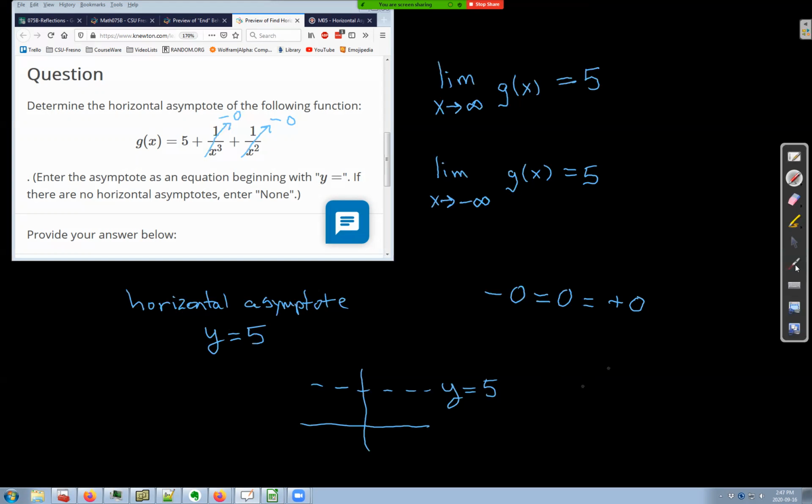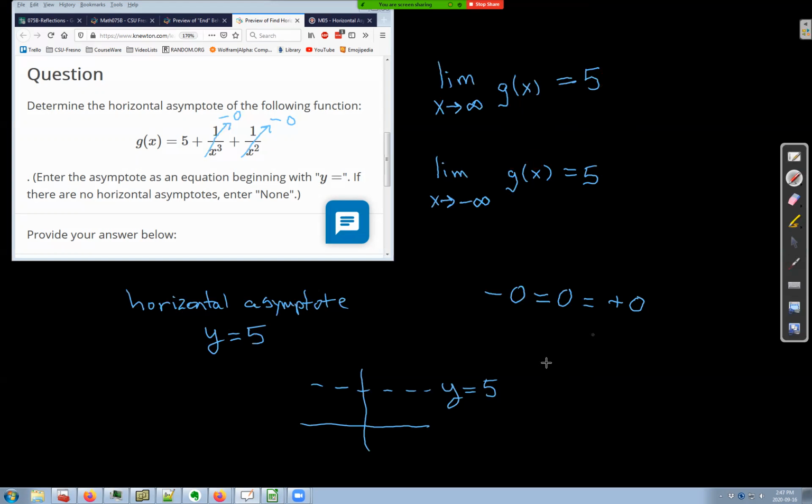And oh yeah, that's a good point. Sometimes these might be different. So don't take for granted that these are always the same. In a lot of examples, they will be the same, but there are functions out there where these will be different numbers. And if these are different numbers, then it just means you have 2 horizontal asymptotes.